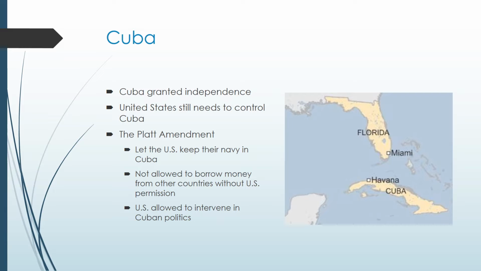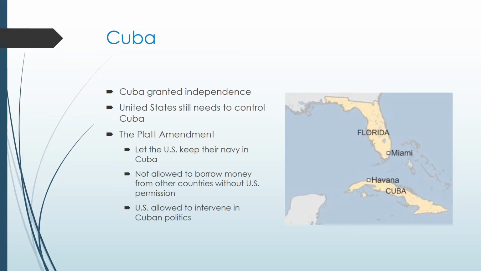So unlike Puerto Rico and the Philippines, in Cuba, the United States did not take over. Part of this was because the United States promised that it wouldn't take over Cuba. And the whole reason that it started the Spanish-American War was to, quote unquote, ensure Cuban independence. However, the United States still really needed to control Cuba because it was very important for business and for control of the rest of Latin America.